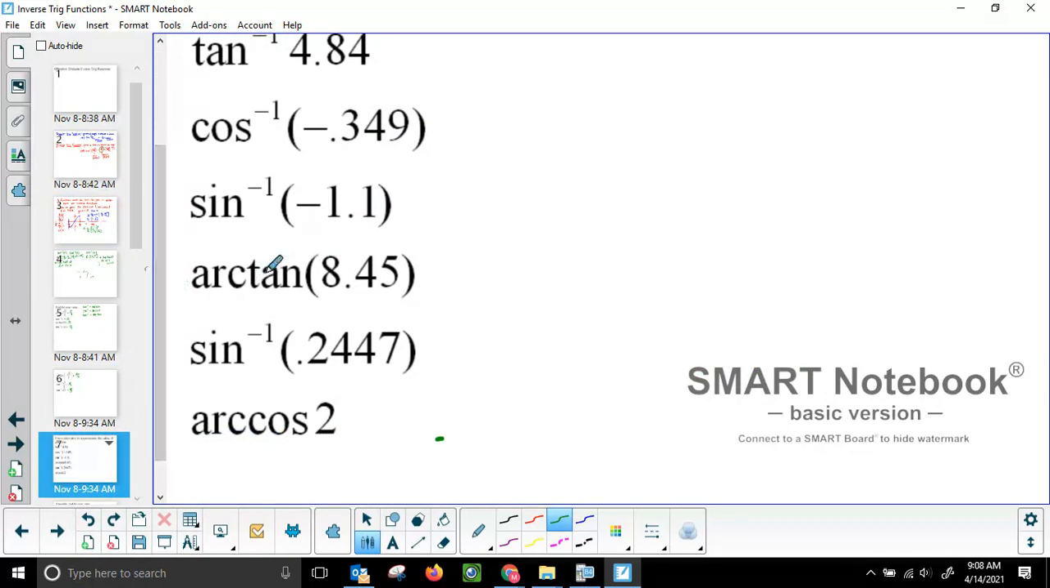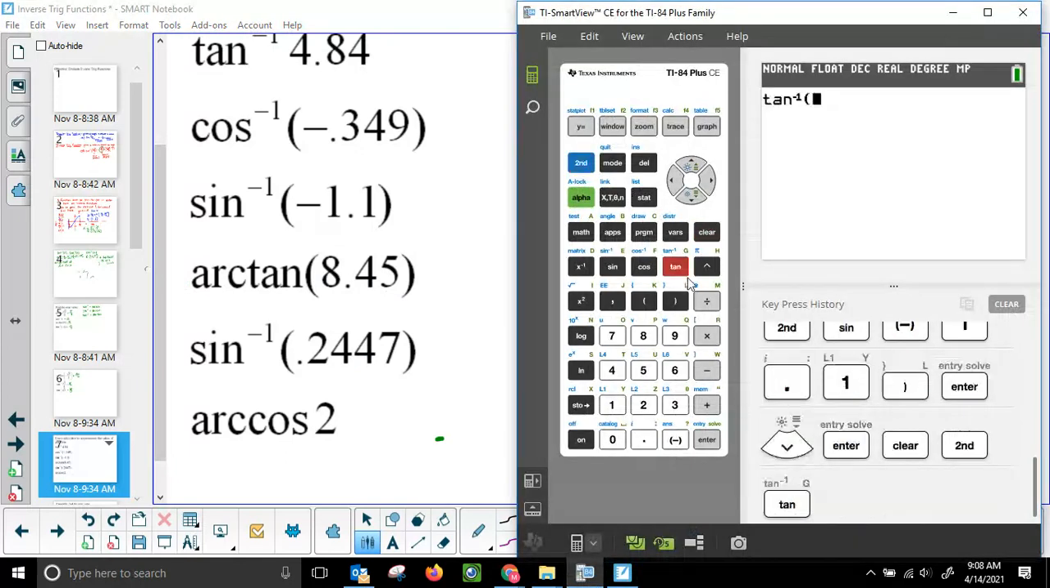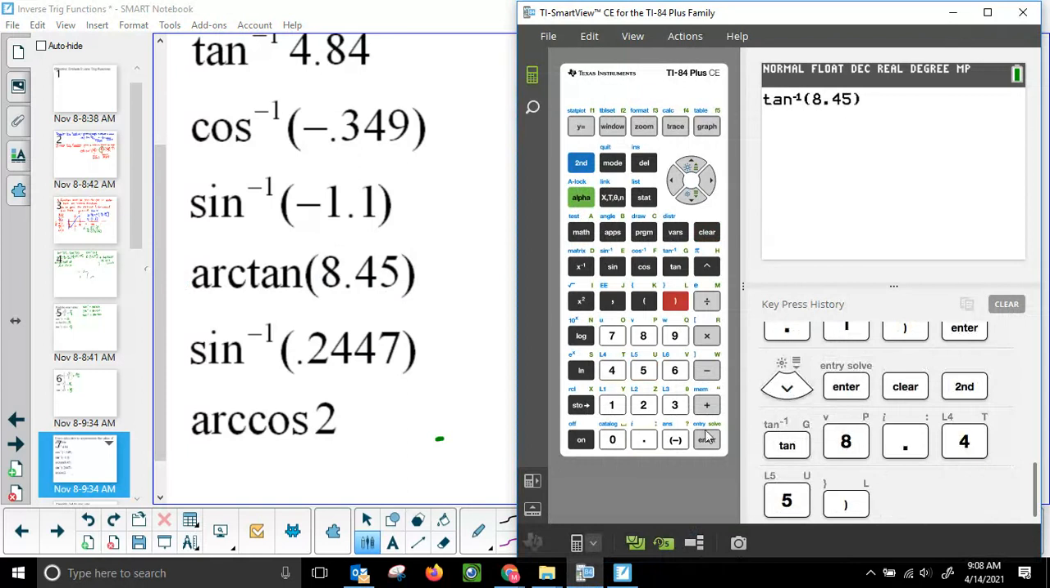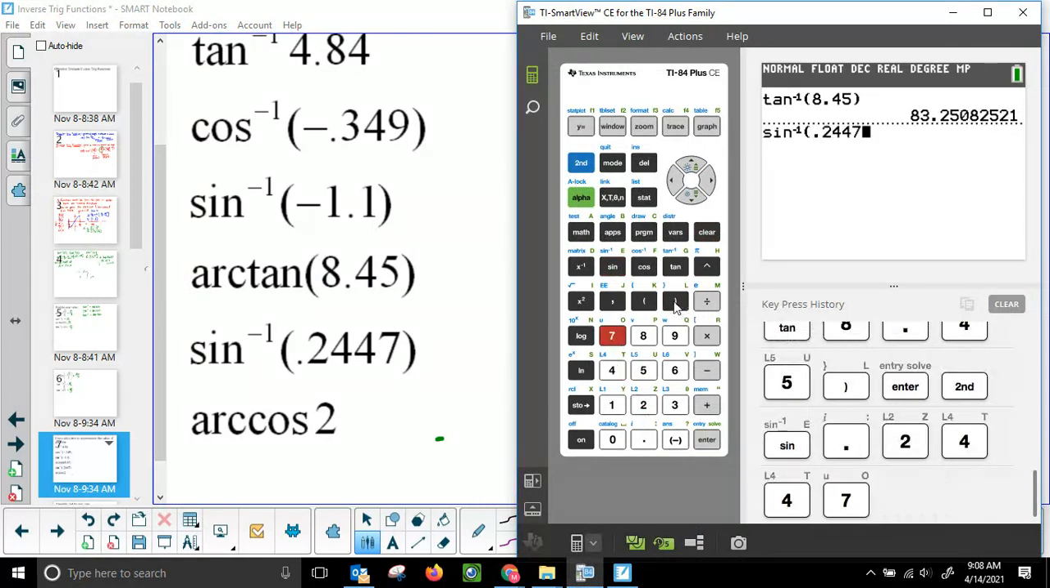All right. Now, arctan has that domain of all real numbers. So we're going to be able to do this one. Tan of 8.45. All right, so 83.3 degrees. Inverse sine of 0.2447. 14.2 degrees. What about this last one? Am I going to be able to do it?